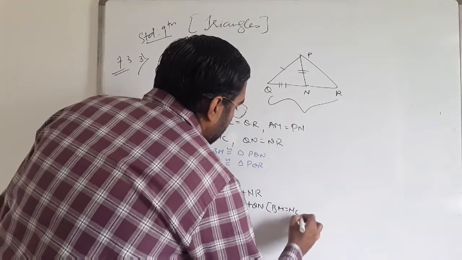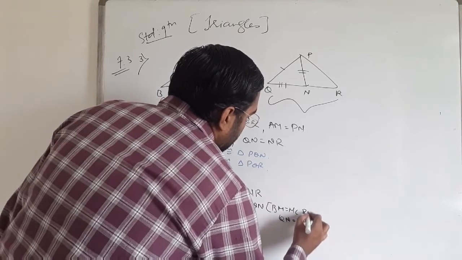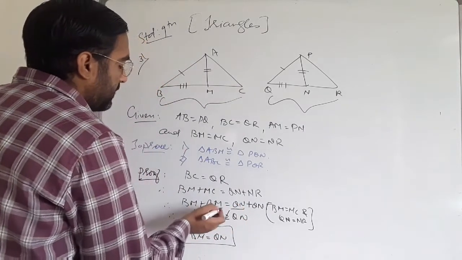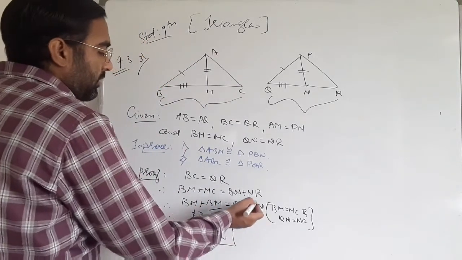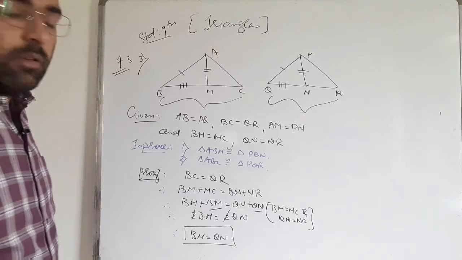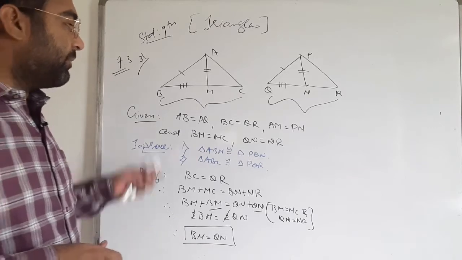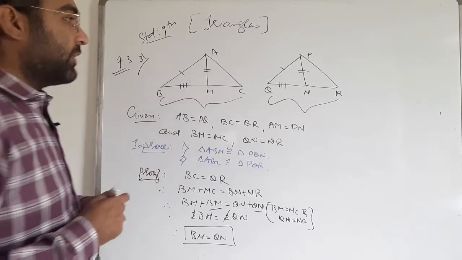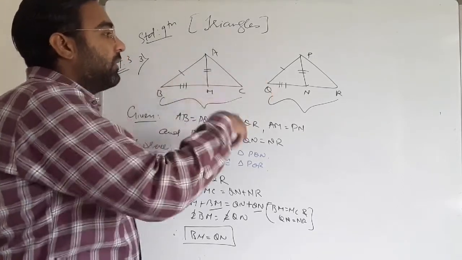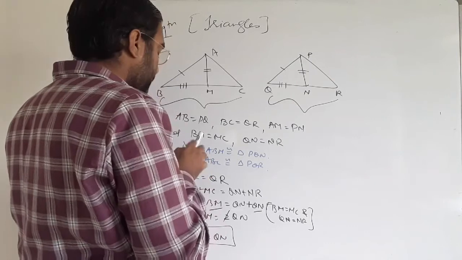BM is equal to MC and QN is equal to NR. For this condition we are writing it here, that is NR is equal to QN and BM equal to MC. Clear? Now we know that we have proved that BM is equal to QN. So we have seen that in both triangles ABM and PQN, all sides are equal to each other.